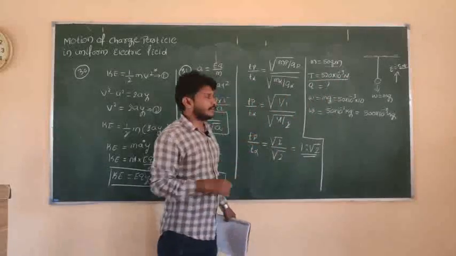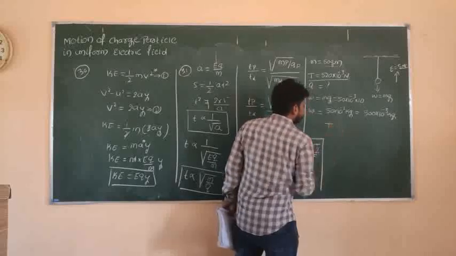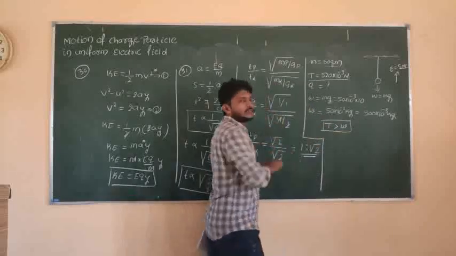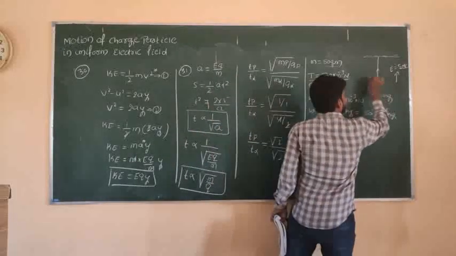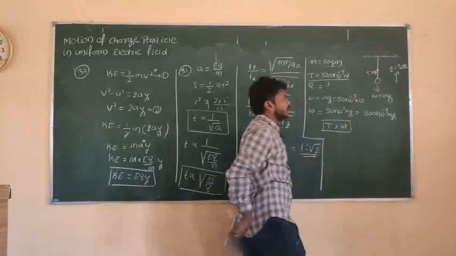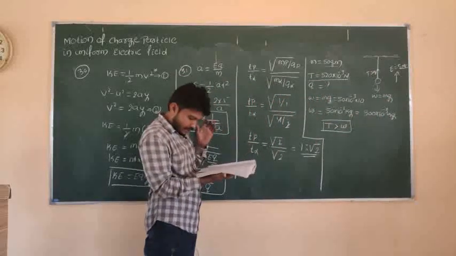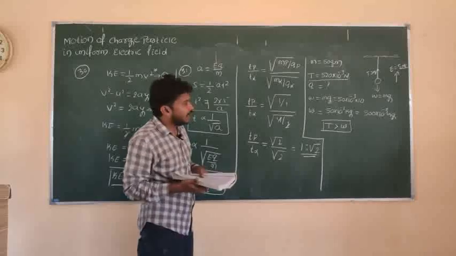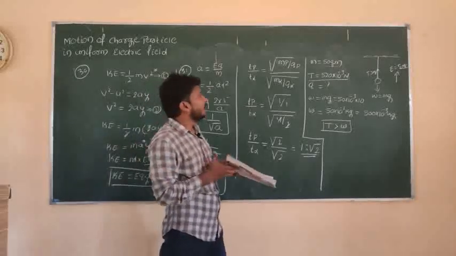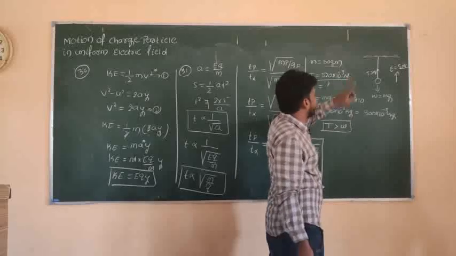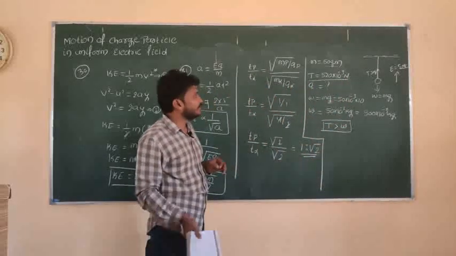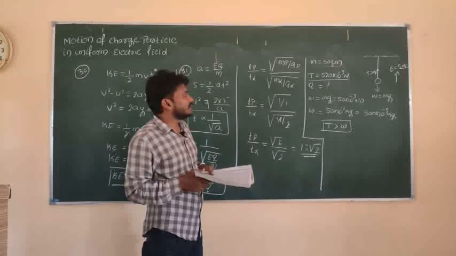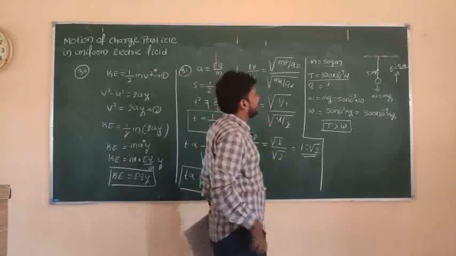Tension in the string is 520. So what does it mean here? The tension in the string is greater than the weight of the body. Look here, the tension in the string is 520 milli Newton and the weight of the body is 500 into 10 to the power of minus 3. So the tension in the string is greater than the weight of the body. It means that the charged particle is negative here. So why is the charged particle negative?